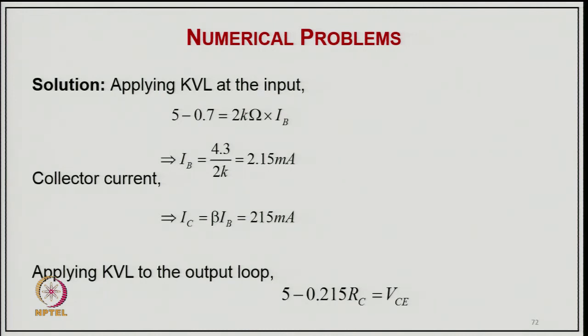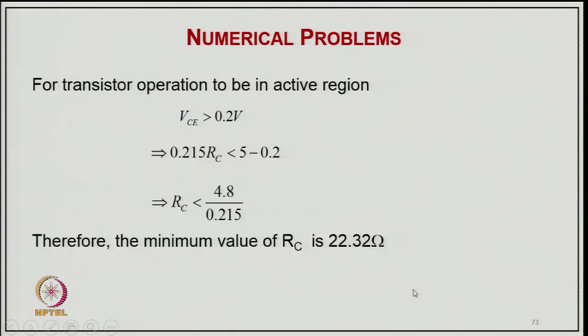IB comes 4.32 K, that is 2.15 milliampere, and collector current IC equal to beta into IB, that is 215 milliampere. Applying Kirchhoff's voltage law, 5 minus 0.215 RC equal to VC. From here you will find VC is greater than 0.2, so 0.215 RC is less than 5 minus 0.2. So RC should be less than 4.8 over 0.215, therefore the minimum value of RC typically from this will be 22.32 to pull it into the active region.